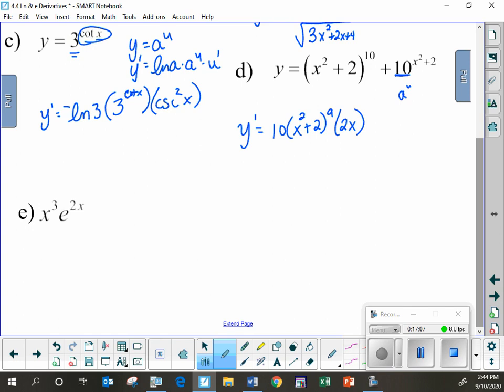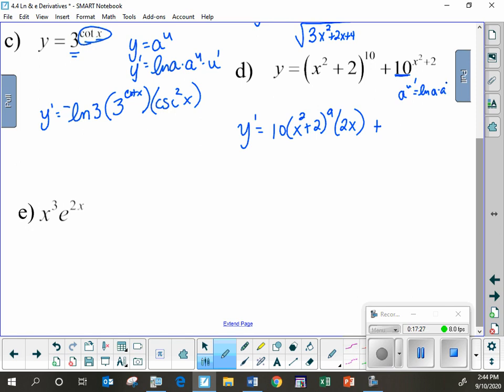Does that make sense for the power of 10 term? 10 comes down, goes to a 9. Leave the inside alone. We got an x squared plus 2 inside. Now, step inside, take the derivative of that, and you get a 2x. Add on. I need to know the derivative of that. We talked about it just a bit ago.